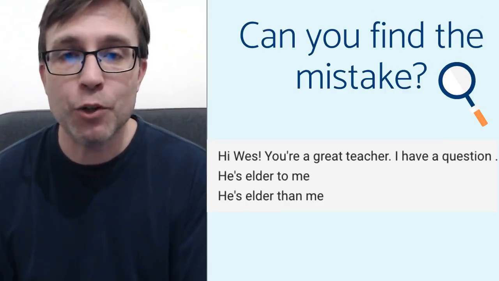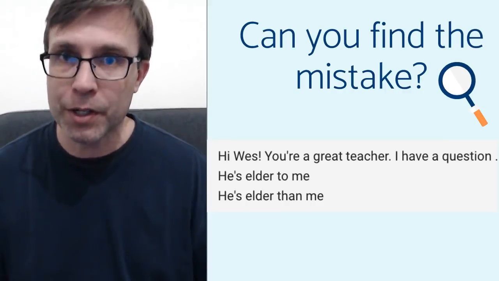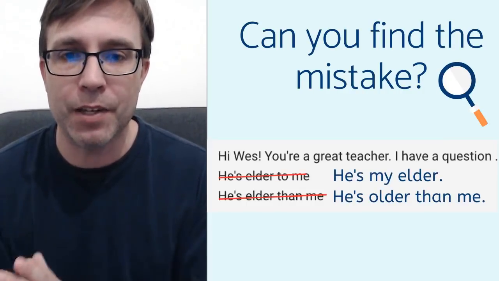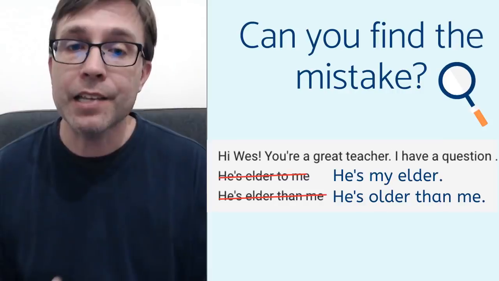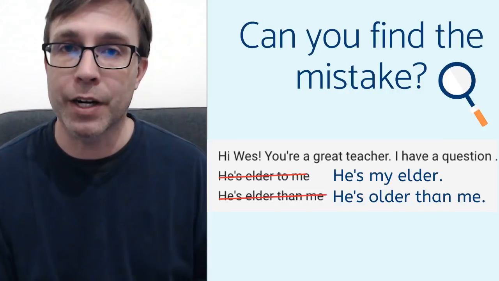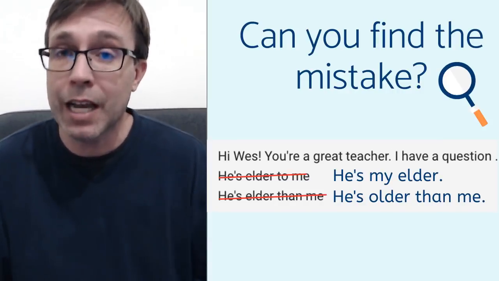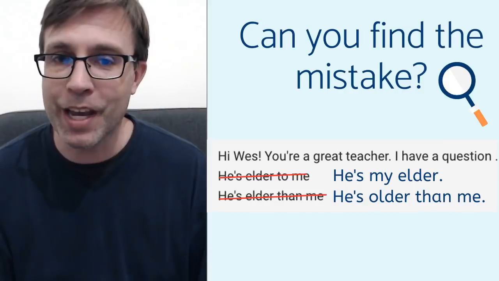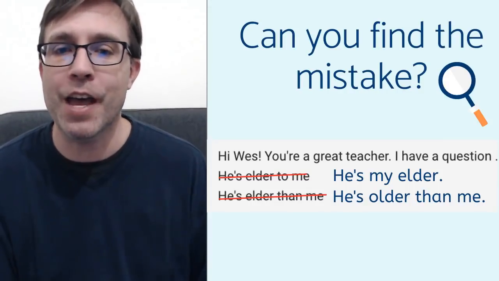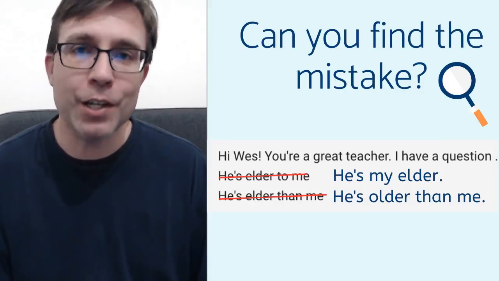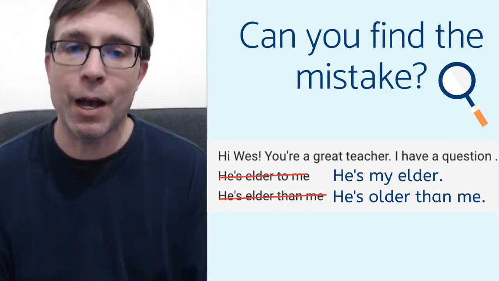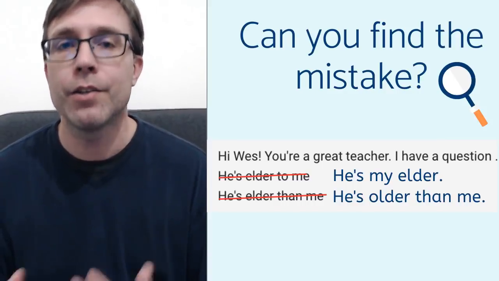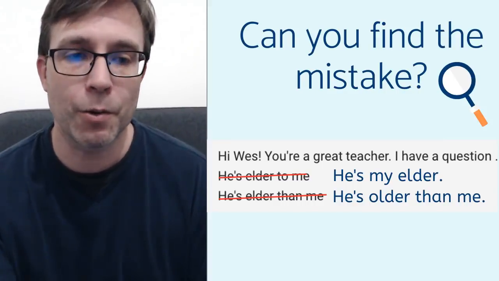Now, the difference between older and elder: older is an adjective, elder is a noun. So we're going to have some options. You could say, he's my elder. In that case, we're using elder as a noun, which is telling somebody that this person is older than me, which is the other way of saying it. He's older than me. So if we want to use the word elder, you'd say, he is my elder, she's my elder, or he's older than me, she's older than me. That is the correct way to use it.